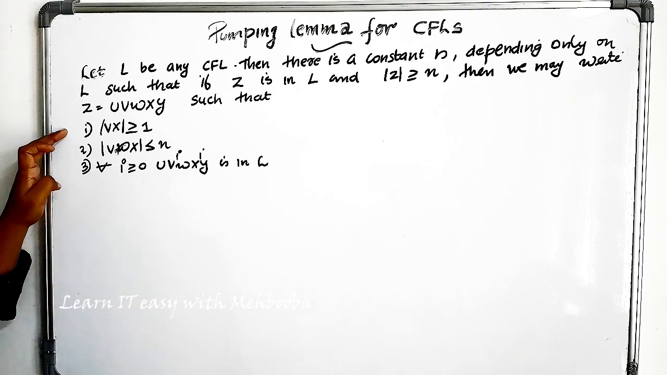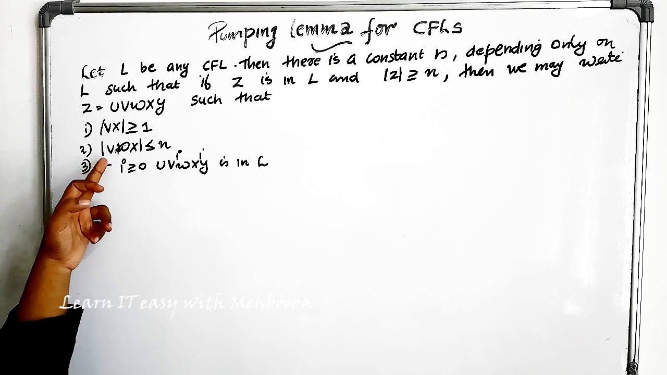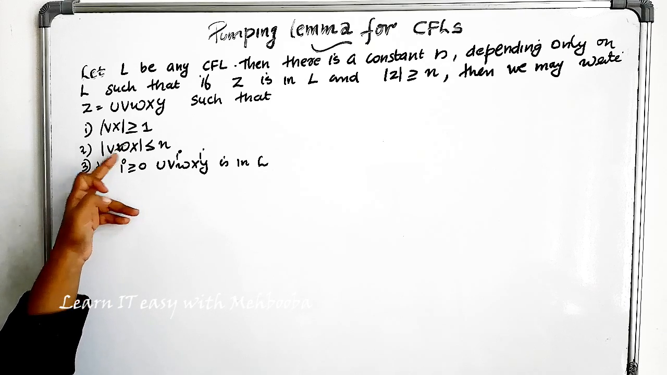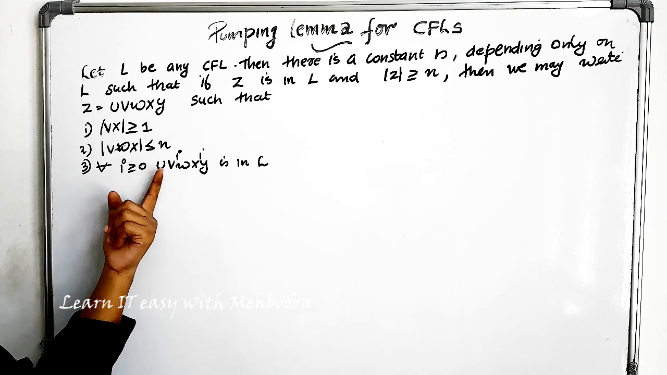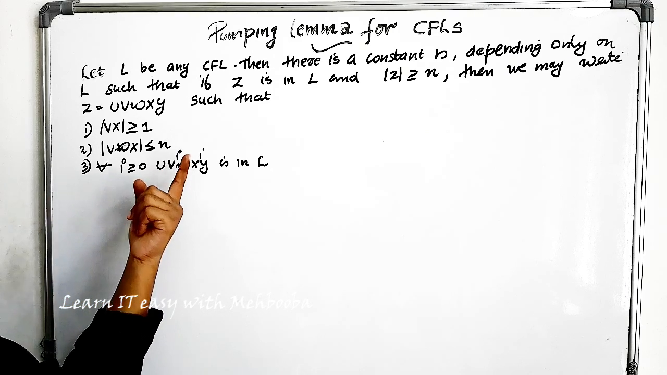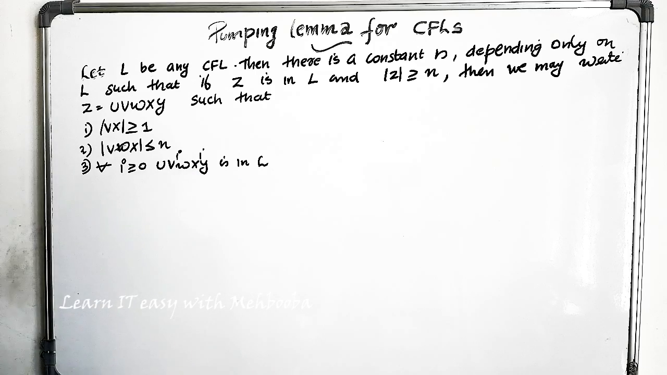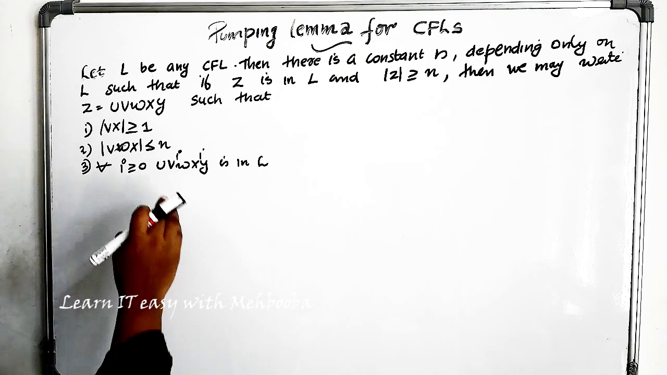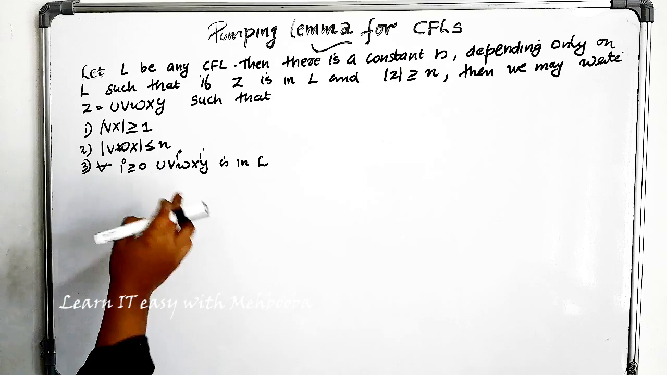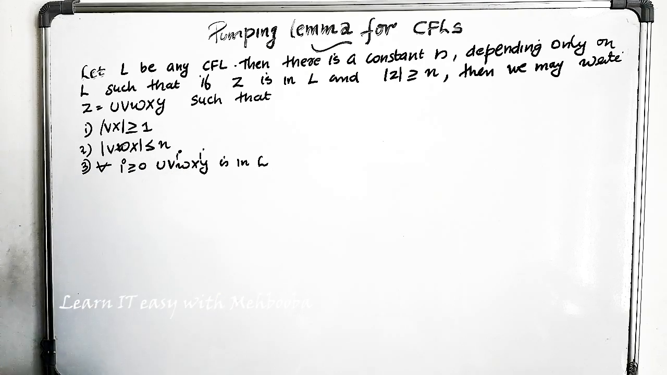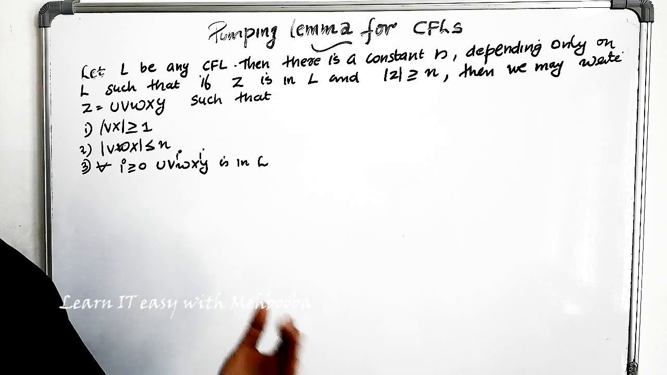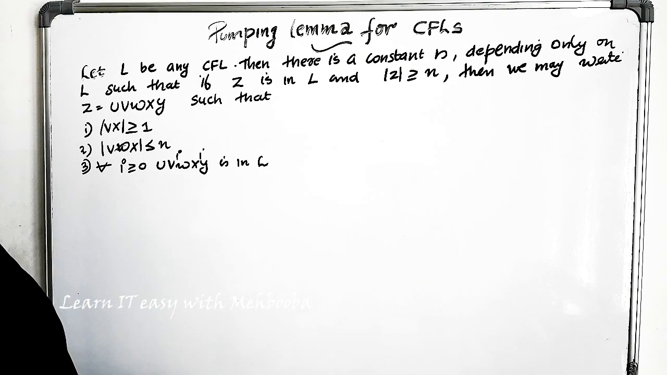such that we can meet all these conditions. That is, |VX| is greater than or equal to 1, |VWX| is less than or equal to n, and for all i greater than or equal to 0, U V^i W X^i Y is in L. That means simply speaking there must be two short substrings V and X close to each other, which can be repeated the same number of times as often as we like.